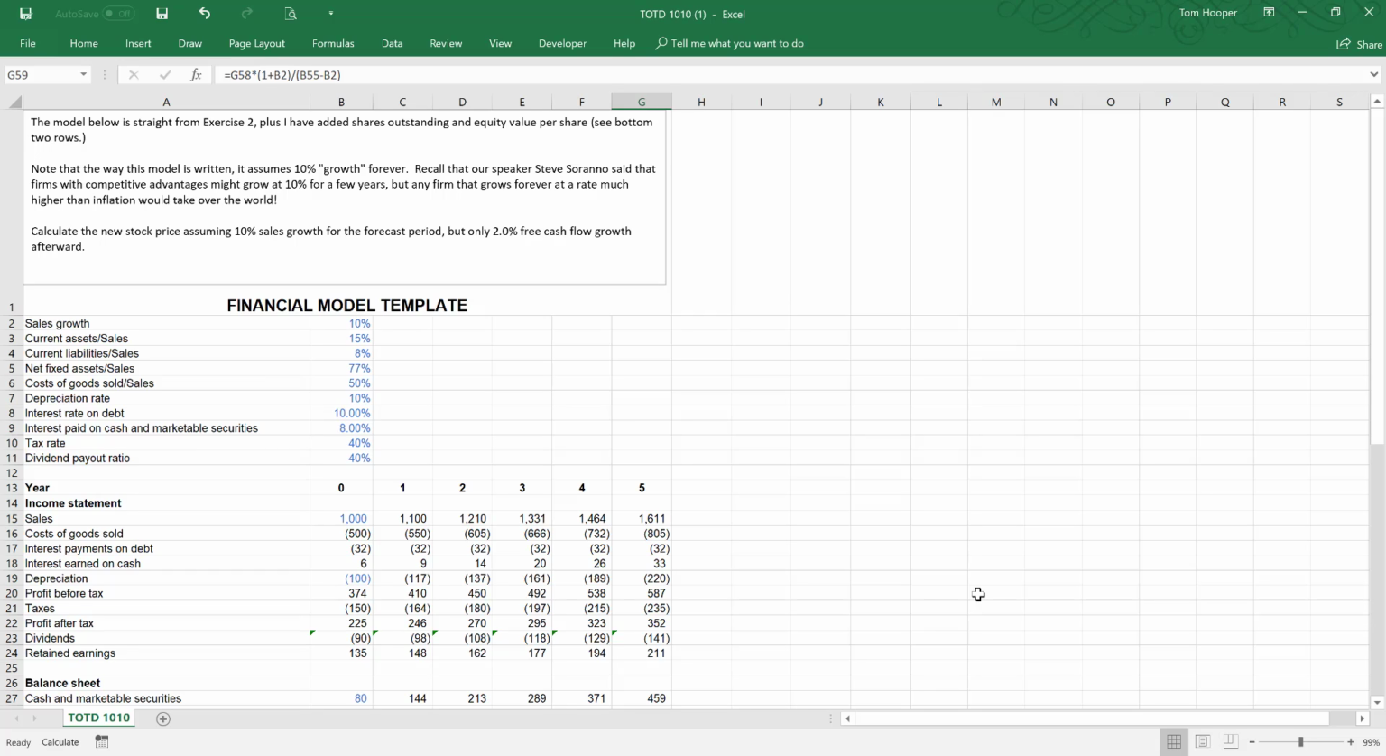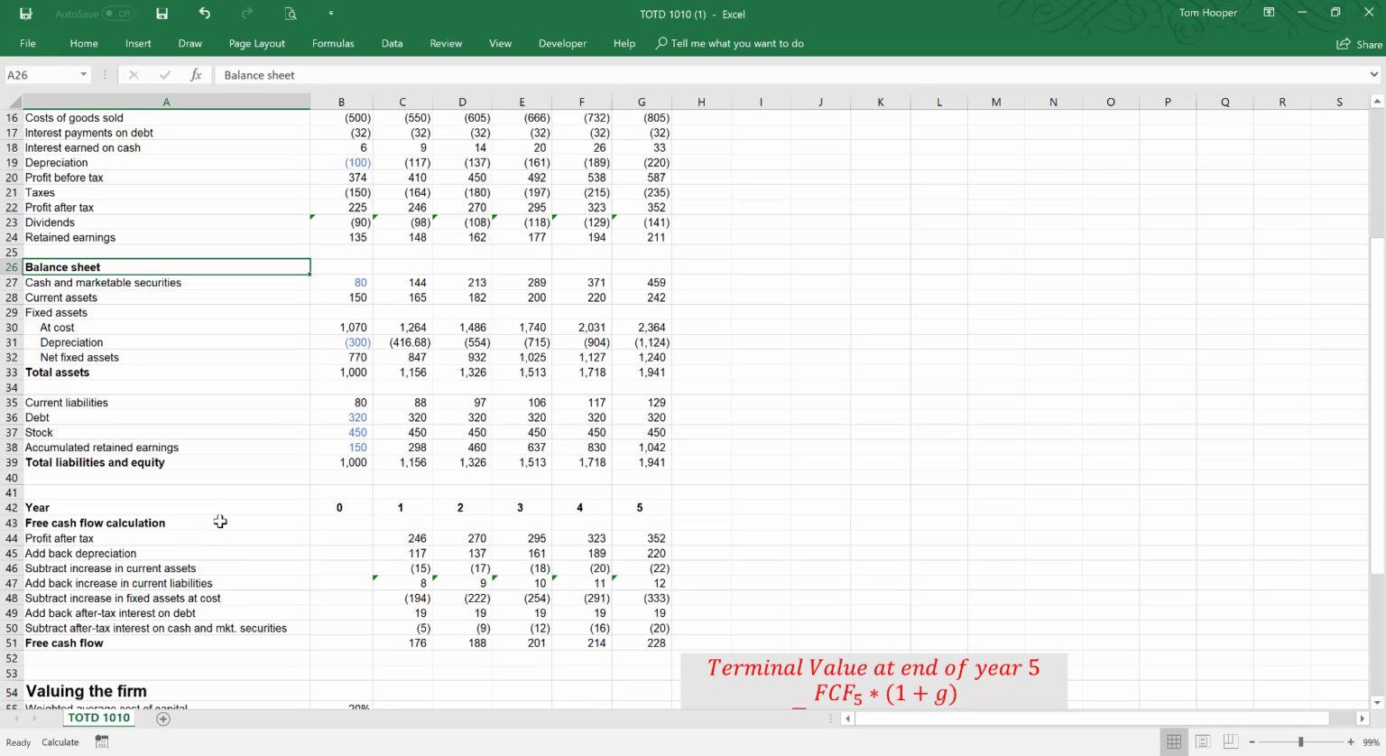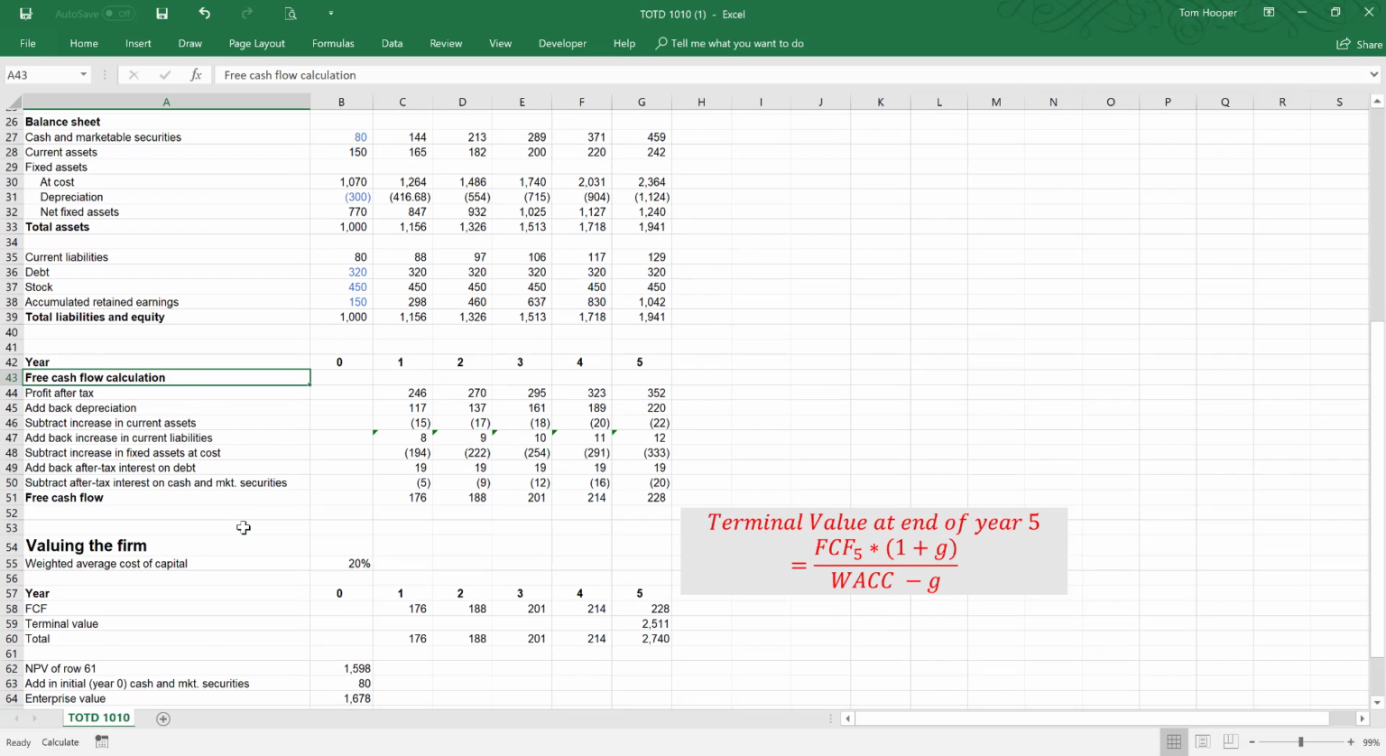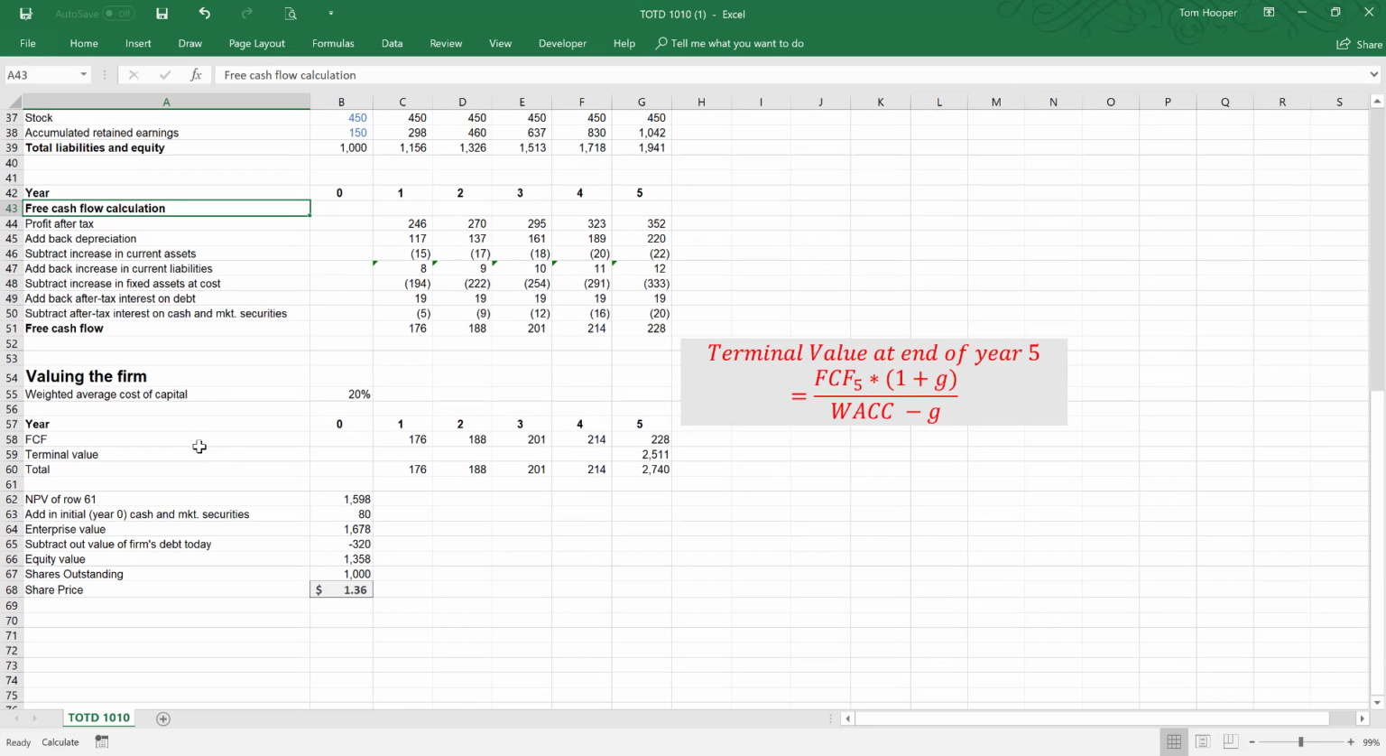This video walks you through the solution to trade of the day for October the 10th. For that trade of the day exercise, you were given a completed financial model with an income statement, a balance sheet, free cash flow calculation, and then a DCF to get the value of the firm.